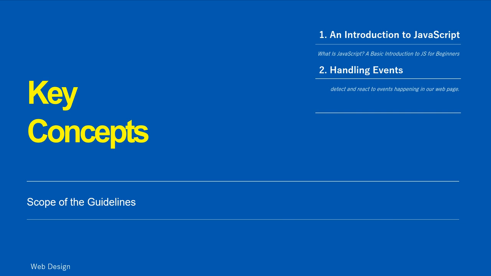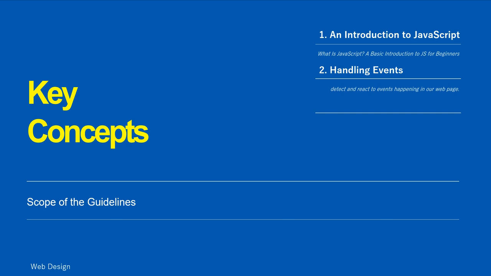And now is formally to enter into today's course. And actually I want to tell you 2 things. The first thing is an introduction to JavaScript. So at the beginning I want to give you illustrations about what is JavaScript, and I want to give you a basic introduction to JavaScript for beginners, because today is the first day to learn something about JavaScript. And the second thing is handling events. And I want to detect and react to some events happening in our web page.